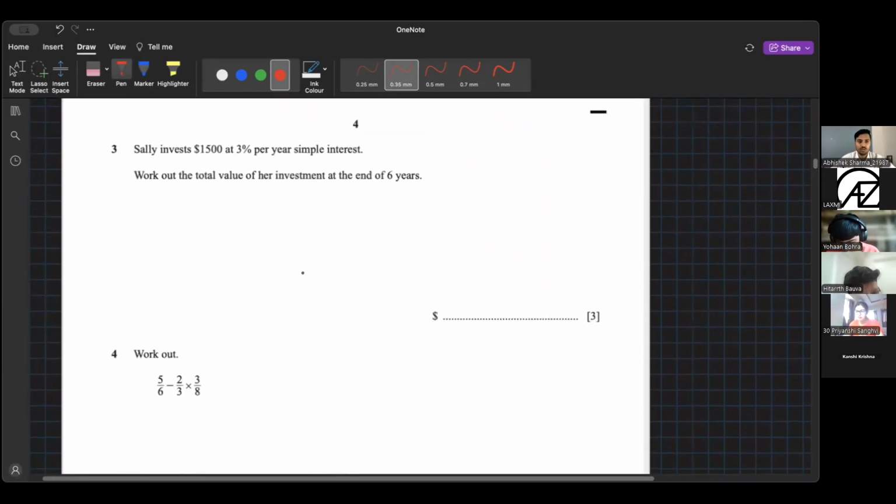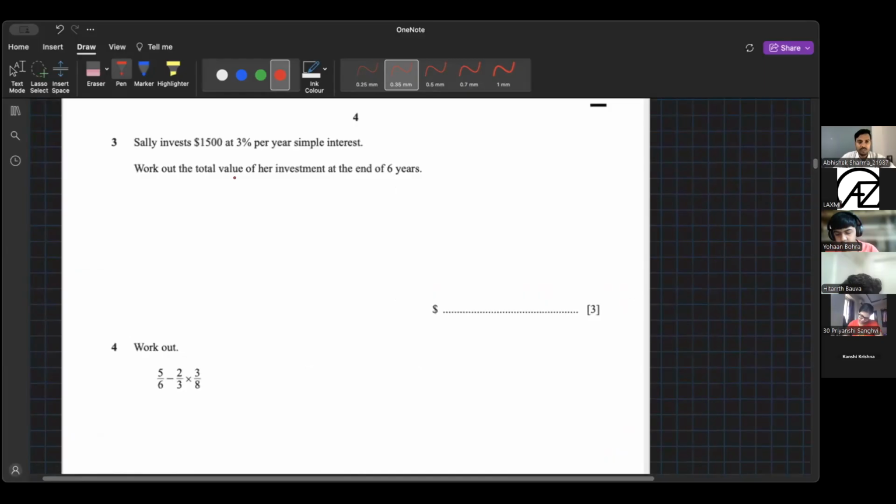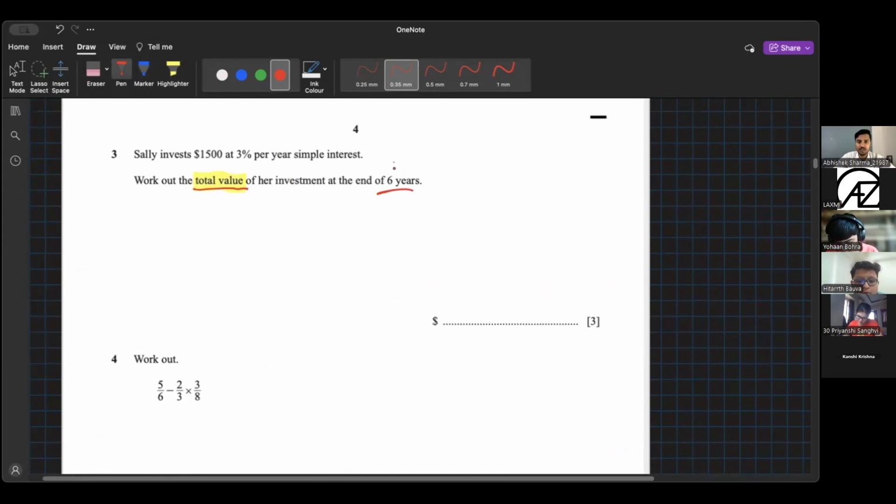Perfect. Question number 3. Sally invests $1500 at 3% per year simple interest. Work out the total value, not only the simple interest, for her investment at the end of 6 years. So this is the time duration, this is the principal amount, and this is the rate of interest. We have to find the amount.